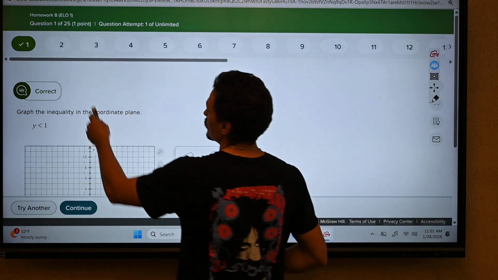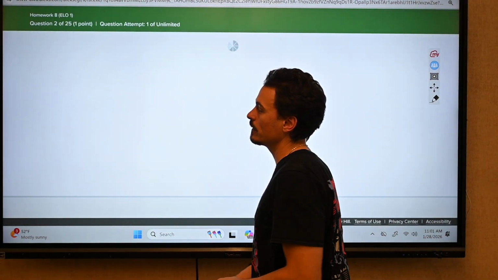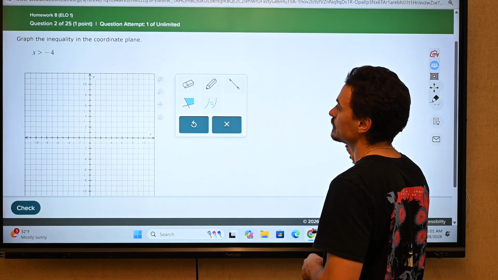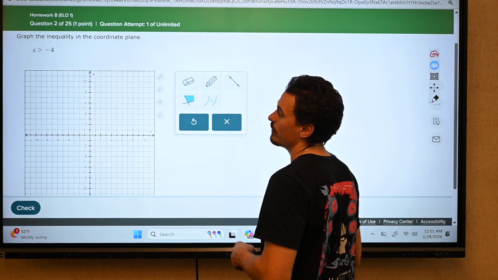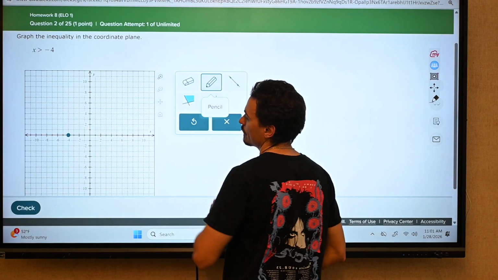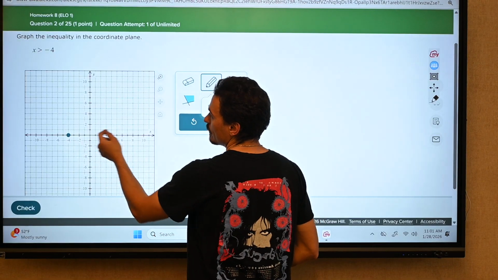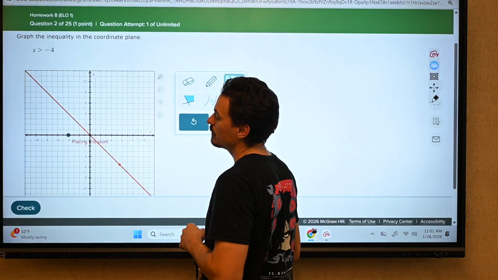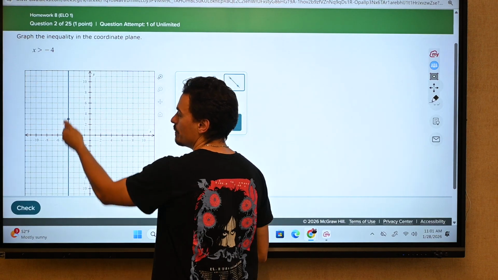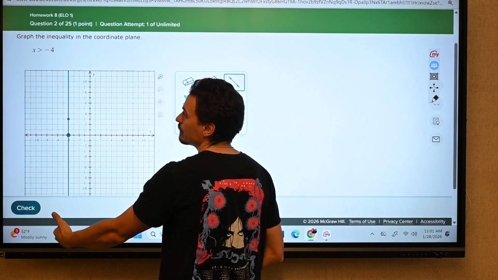Let's skip to number 2. Number 2 is talking about an x value now. So it's the same process. We have x being negative 4, so x is negative 4 right there. And then we want to make a line where x is always negative 4. So that would be when the line goes straight up and down.